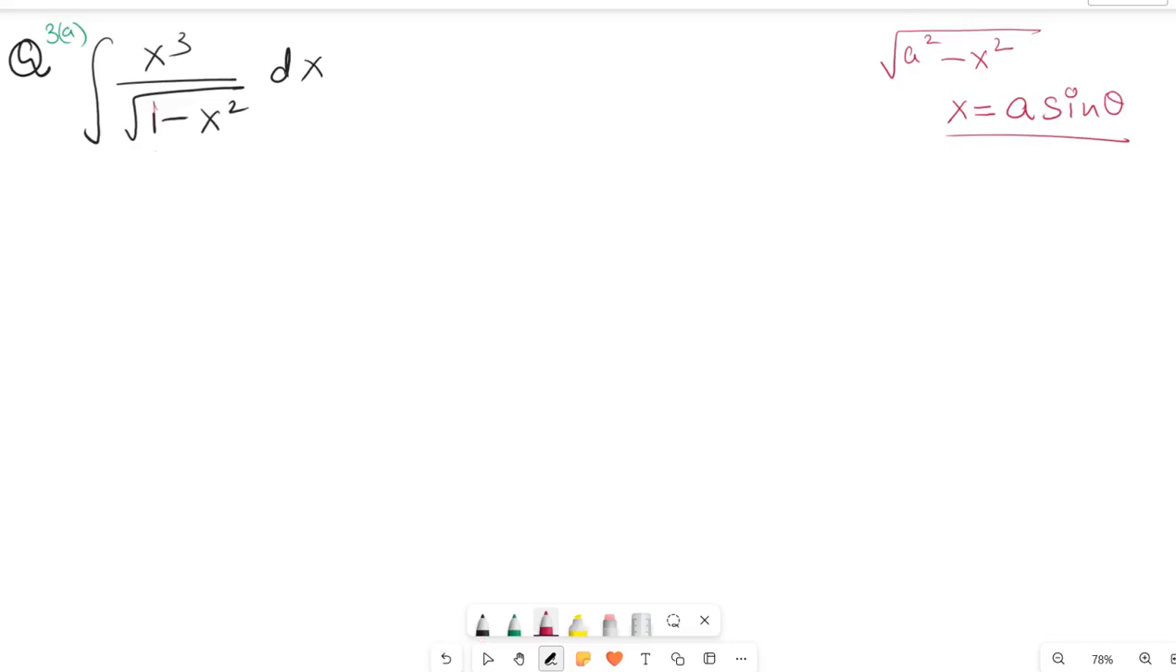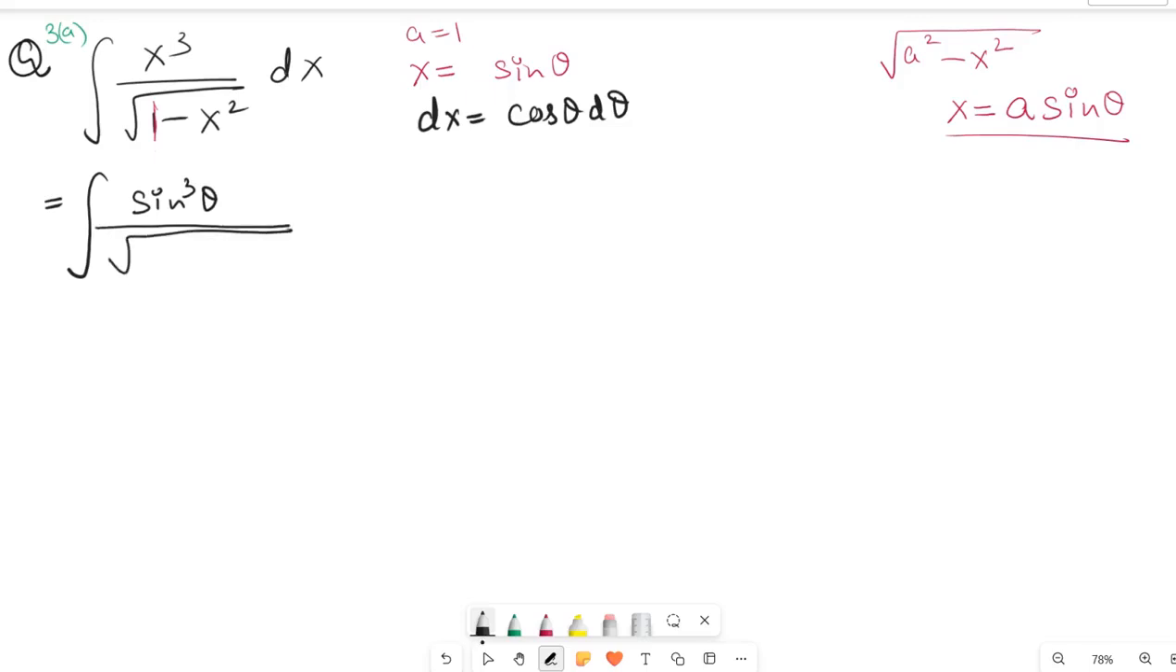In this question we have 1 minus x square, so a is 1. That means our substitution will be 1 sine theta. 1 doesn't multiply, doesn't do anything, so it's just sine theta. Differentiating that, derivative is cosine theta d theta. Let's substitute. X cube, so that will become sine cube theta. Square root of 1 minus sine square theta. And the dx is cosine theta d theta.